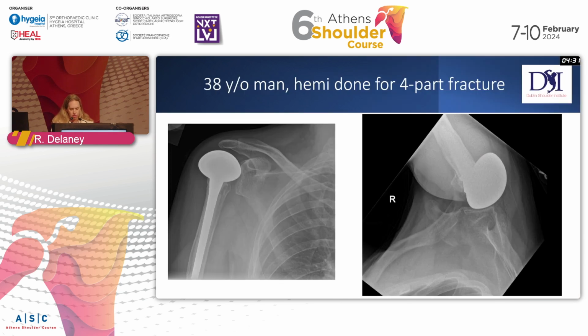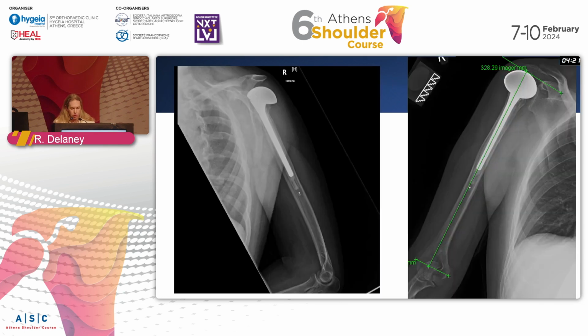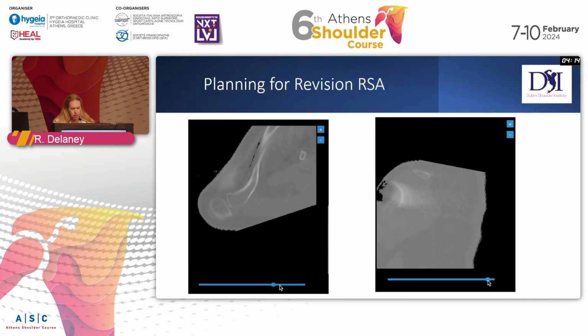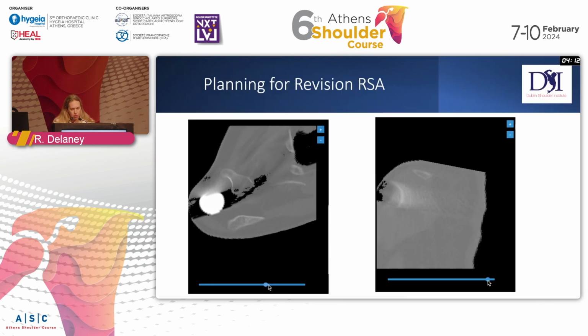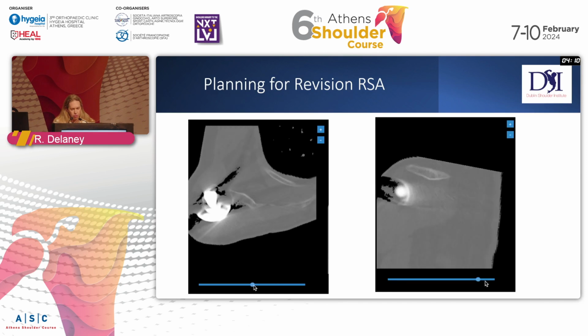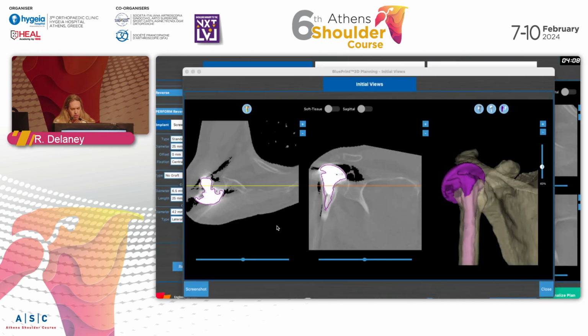For example, this patient had a 4-part fracture when he was 38 years old, presented to me 2 years later. He's now 40. He's got a hemi that's put in extremely retroverted and no tuberosities, very poor function and pain. And so some of the pre-op planning is still the 2D x-rays and understanding length and getting x-rays of the opposite side, and then using the planning software to plan the revision to reverse, getting a look at his CT scan and understanding what we're left with in terms of bone.